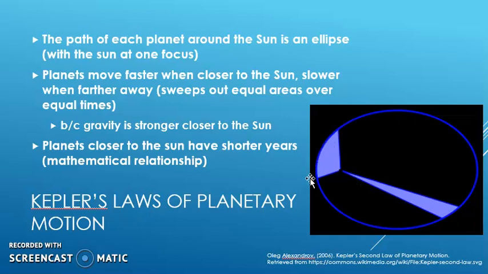When planets are closer to the sun, they're moving faster, and this has to do with the fact that gravity is stronger because we're closer to the sun. So anything when it's closer to the sun is going to be moving faster. When it's farther away from the sun, it's going to move slower. The planets are at different distances from the sun, and those that are closer to the sun tend to be moving faster as well as having shorter paths to take, so they have shorter years. A year is the time it takes for a planet to complete one revolution around the sun.